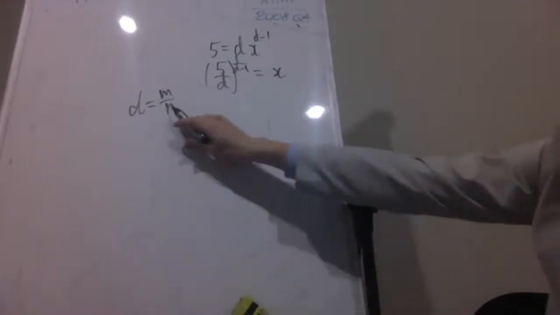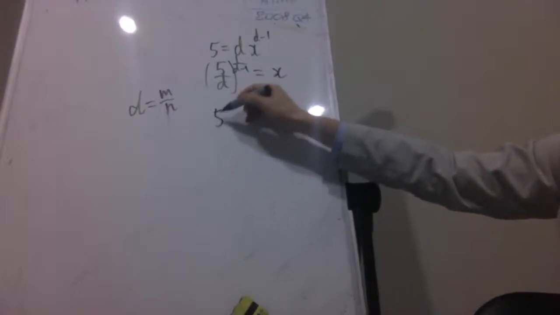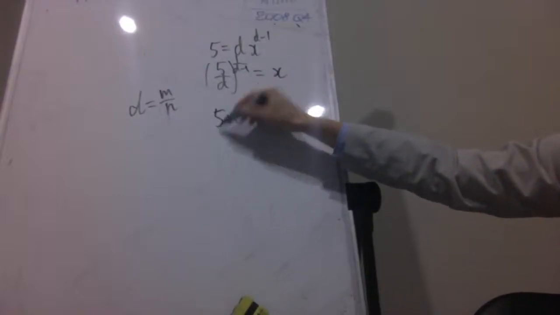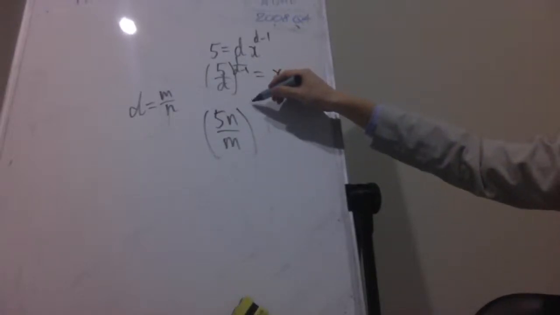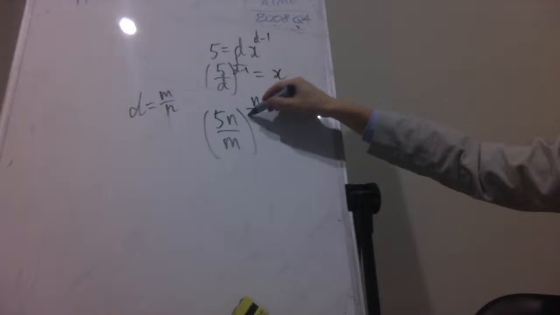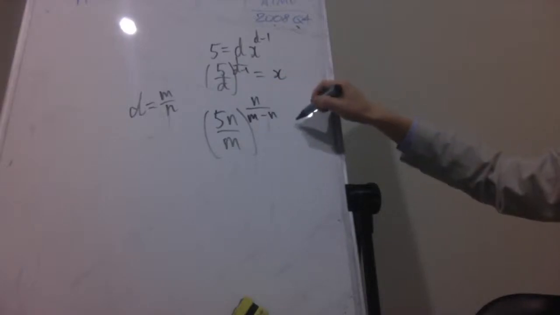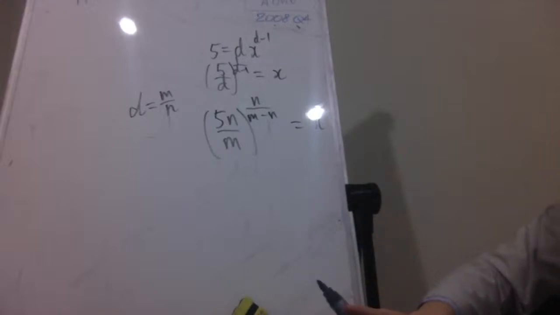So if you do D is m over n, you get 5 on m, n on m, and this is 1 on... so it's n on m minus n, which equals x, and we want it to be a positive integer, yeah? So there's not that many ways that stand out, is there?